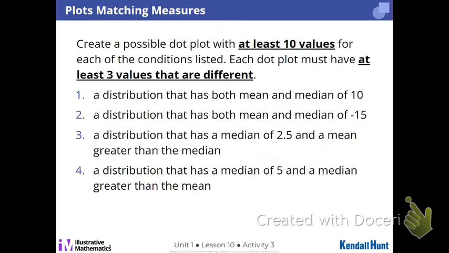So, at least 10 numbers in your set, at least 3 values that are different, and you need to hit these criteria. You need a mean of 10 and a median of 10. You need a median and a mean of negative 15. So that's 2 different data sets. Third data set, a median of 2.5 and a mean that's bigger. Fourth data set, median of 5 and a mean that is less. Now, I'm going to give you some advice here.